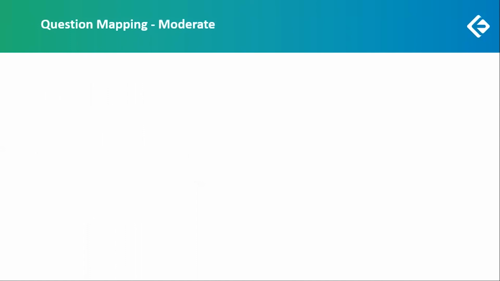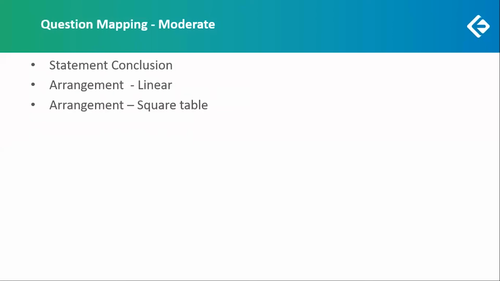Okay, and now coming to question mapping of moderate questions. The second question, which was based on statement conclusion, can be categorized as moderate question. Next was an arrangement based question, arrangement on linear pattern, where there was a group of people who were facing north, and there were some instructions given based on which you can arrive at the final arrangement. Now this was a slightly time consuming question as well, and hence I have classified it as a moderate question.